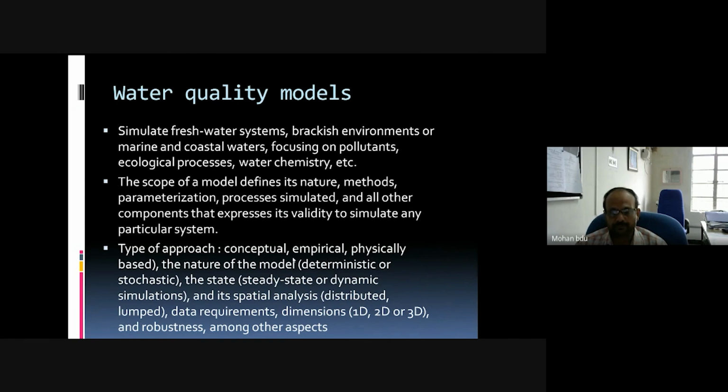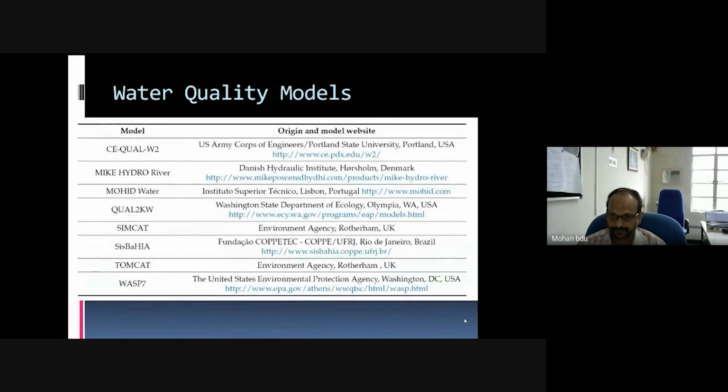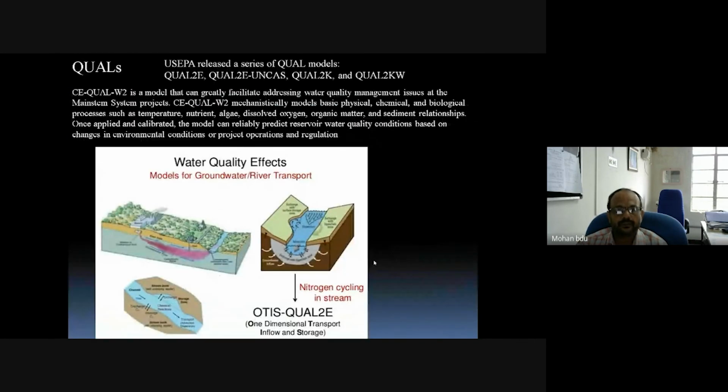For example, whether you need spatial analysis, or you need 1D or 2D or three-dimensional data. So these are the models that are available to predict the water quality. And then here the most widely used is CE-QUAL-W2, which is developed by the US EPA, and the original model website is there in this slide.